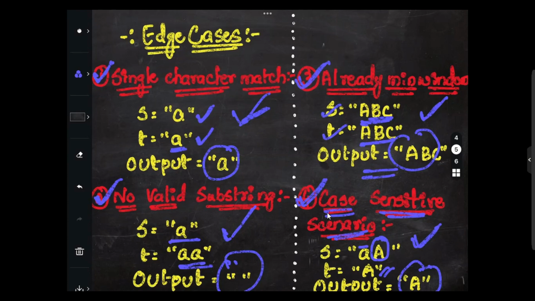Now we are familiar with the approach as well as the edge cases, right? So it will be easier to write the code now. We just have to articulate our approach, our thinking process, in the form of code, right? So now that we are familiar with the approach and edge cases, let's start writing the code.